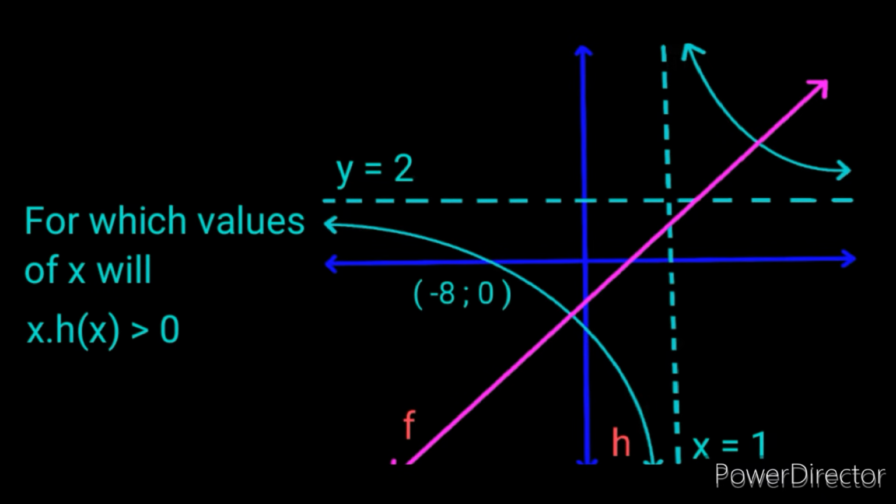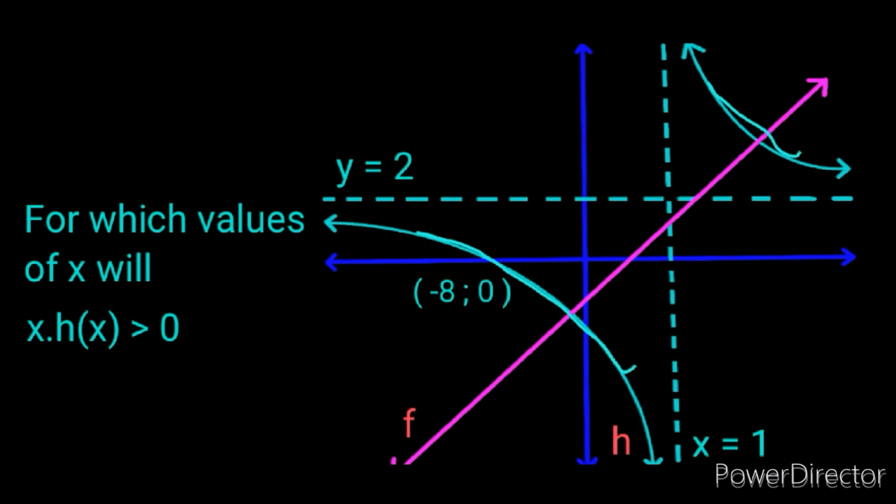Alright, here is another question. So it says, for which values of x will x times h at x be greater than 0? So in the hyperbola, there's something a little bit different that is done here. So first of all, we look at this as normal. We know that when you see h at x, we have to focus on the x-intercept of h. So the x-intercept of h is the hyperbola, as you can see. So h is the hyperbola.